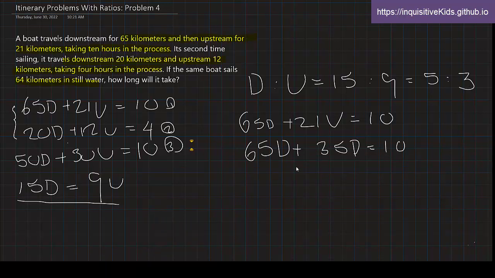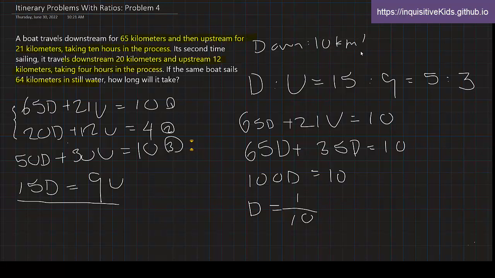So if we add these together, we get 100d is equal to 10. So d is equal to 1/10. Meaning that the downstream speed is 10 kilometers per hour. So downstream is 10 km per hour.